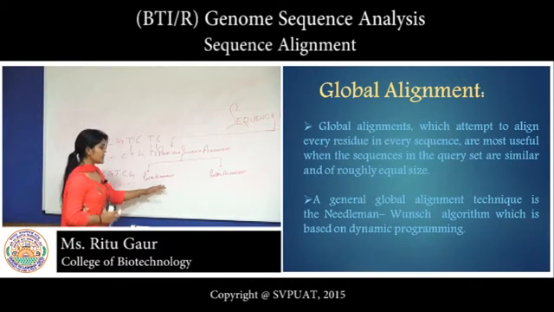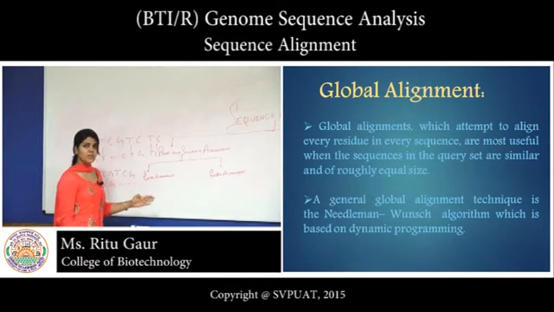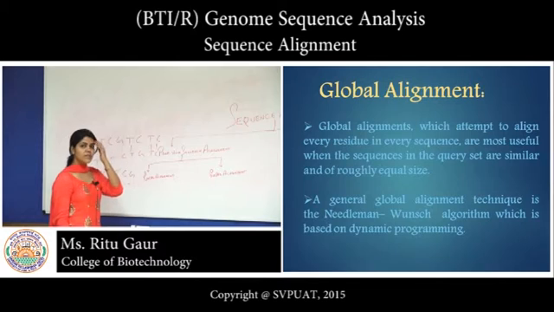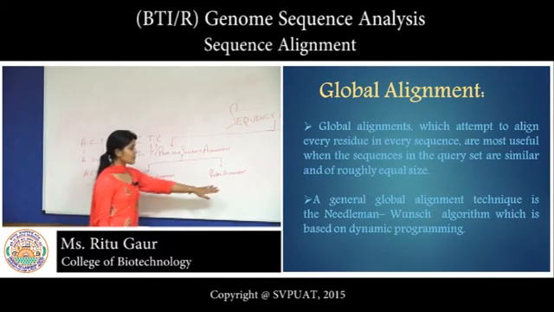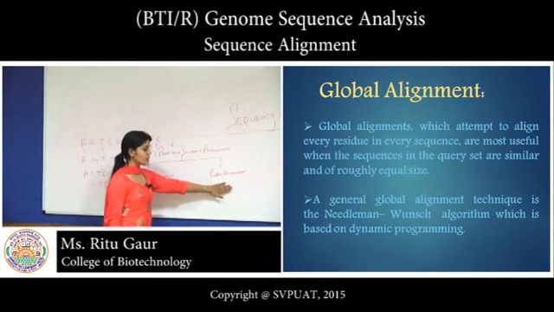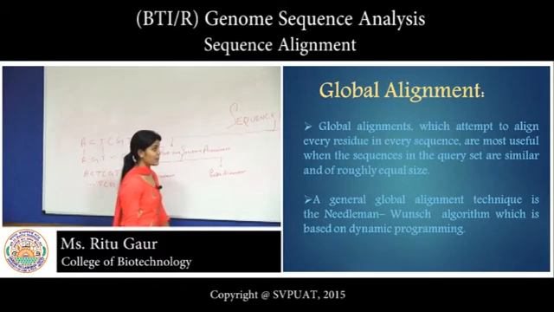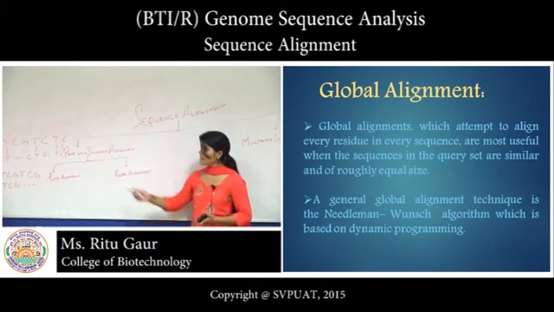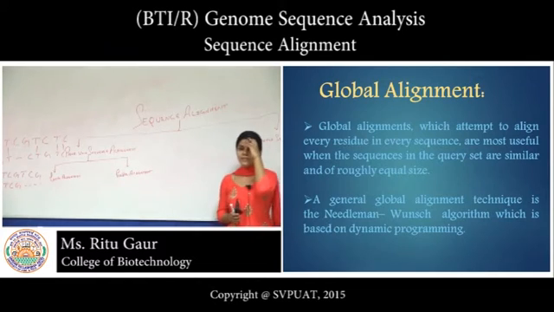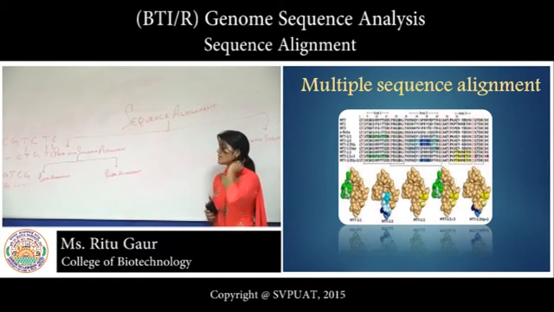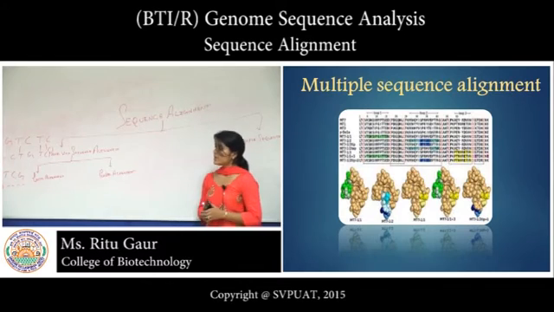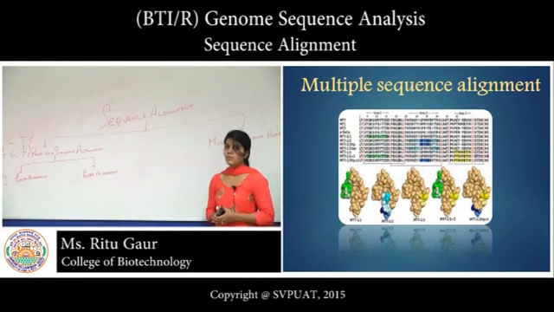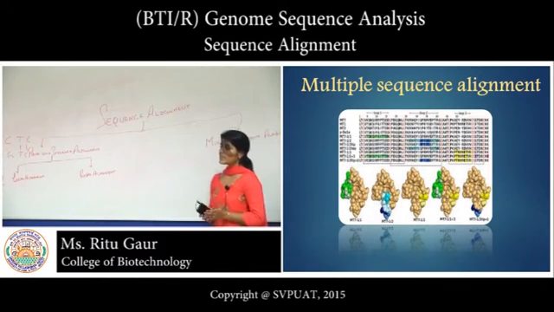For local alignment, we use the Smith-Waterman algorithm. It is based on the dynamic programming algorithm, and for global alignment we use the Needleman-Wunsch algorithm. It is also a dynamic programming based algorithm. The other methods for pairwise sequence alignment are the dot matrix method, dynamic programming methods, and the K-tuple method. The K-tuple method is also called the word method. The K-tuple method is based on the BLAST and FASTA programs.